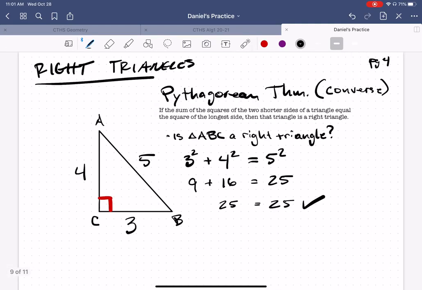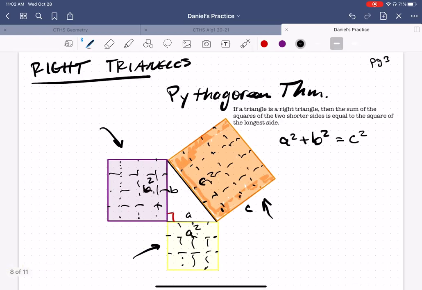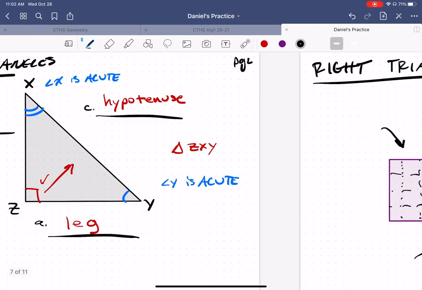We have the converse. We can determine if a triangle is a right triangle by using the Pythagorean theorem, a squared plus b squared equals c squared. Plug in our values, and the left side should equal the right side for a right triangle. If they don't equal each other, then we get a statement that is not true, and we do not have a right triangle. The Pythagorean theorem states that in a right triangle, the sum of the squares of the two shorter sides is equal to the square of the longest side.